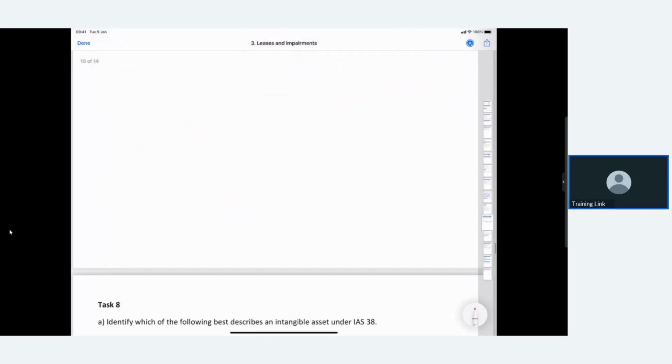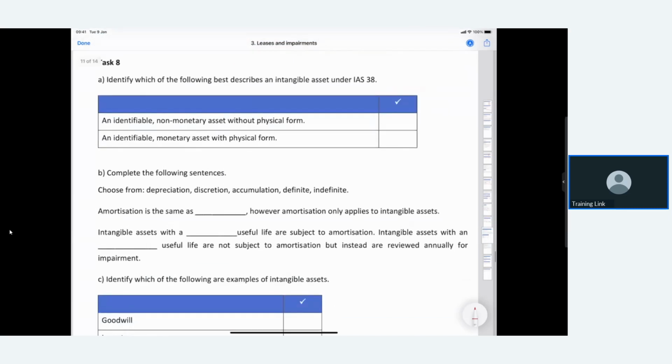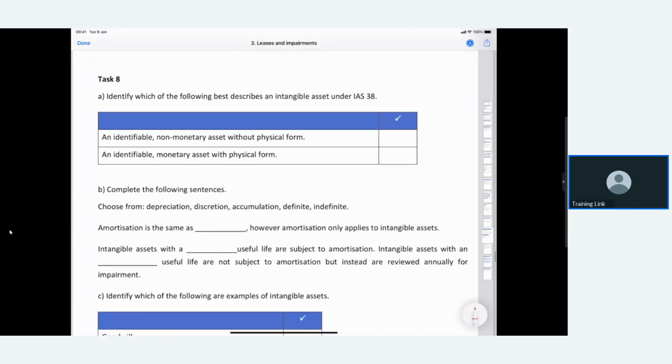Covers off task 7. So now let's look at task 8. Identify which of the following best describes an intangible asset under IAS 38. An identifiable non-monetary asset without physical form, or an identifiable monetary asset with physical form. It's actually classed as a non-monetary asset.